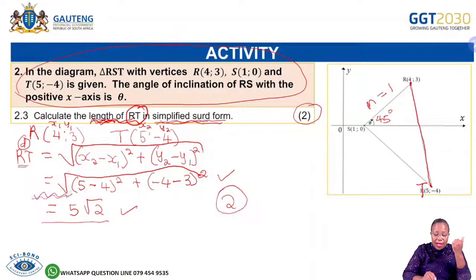So we leave this answer in simplest surd form. You can't put this in your calculator and check how many decimals we have, 5 something. No, because the question indicated clearly that you must leave your answer in simplest surd form. Therefore, grade 12, that is how far you must go with that particular question.